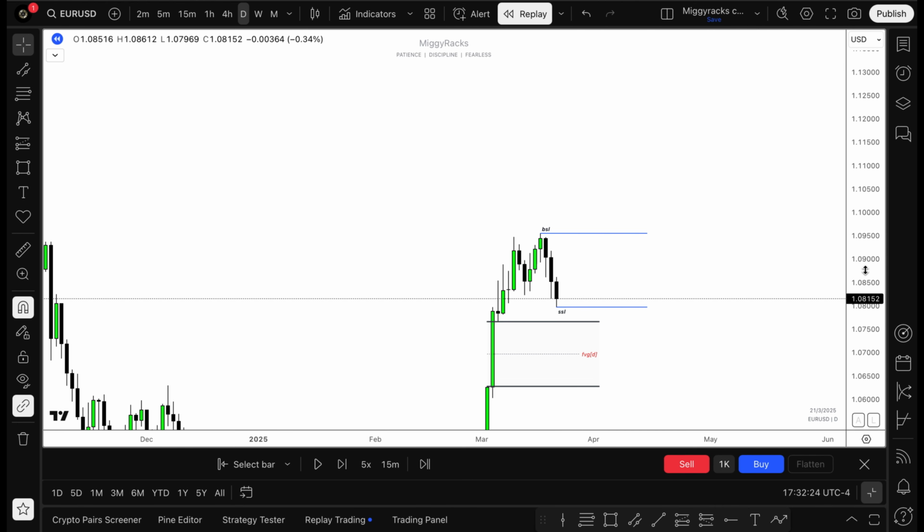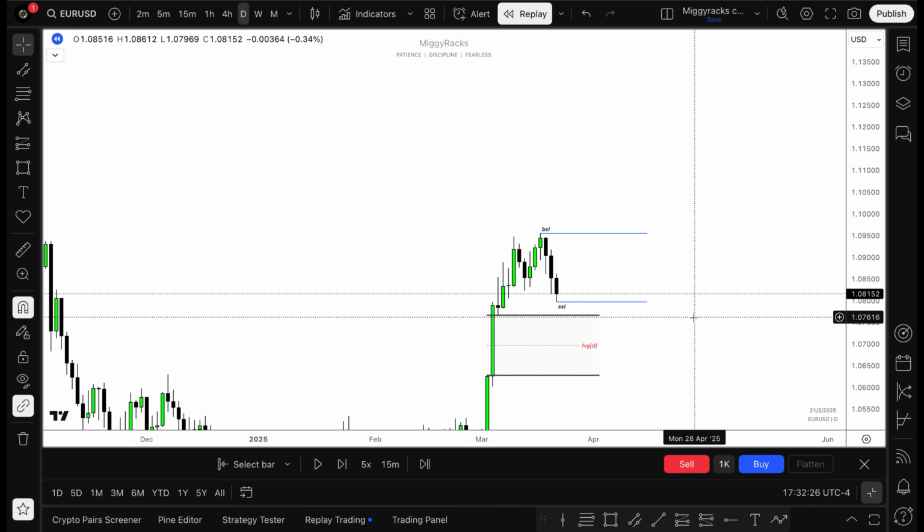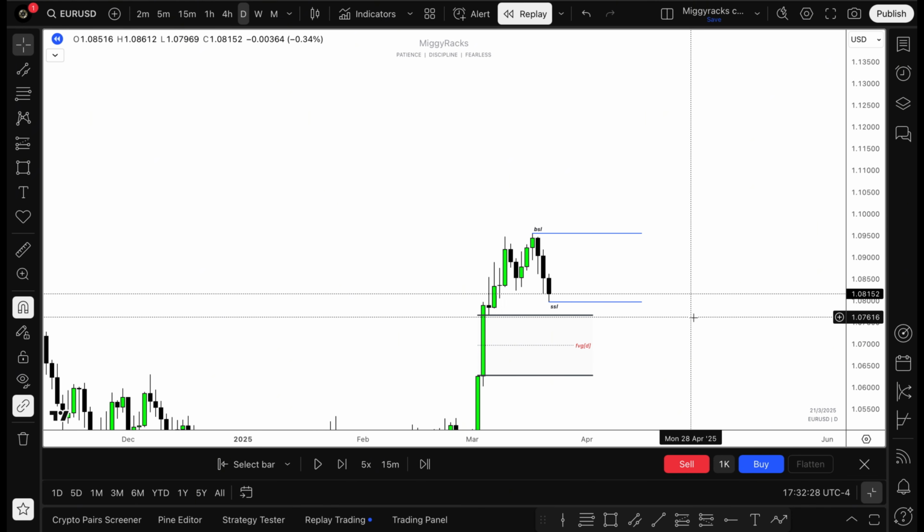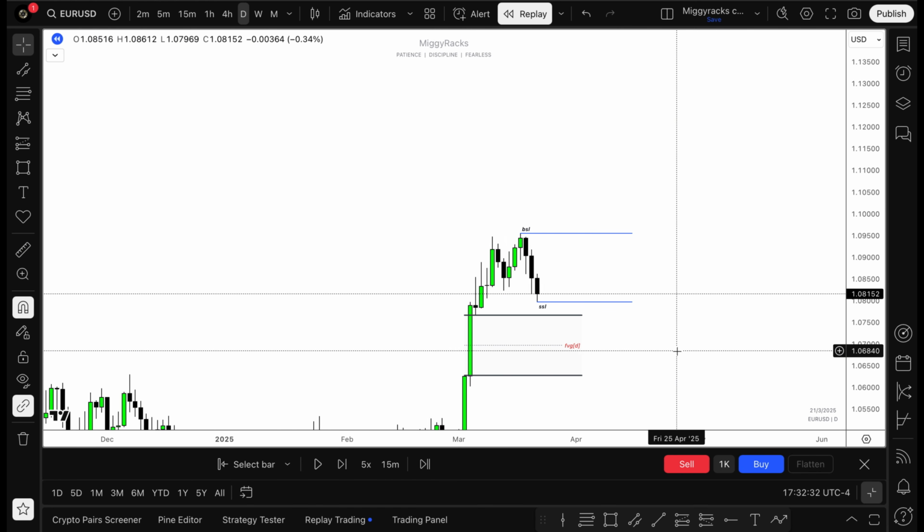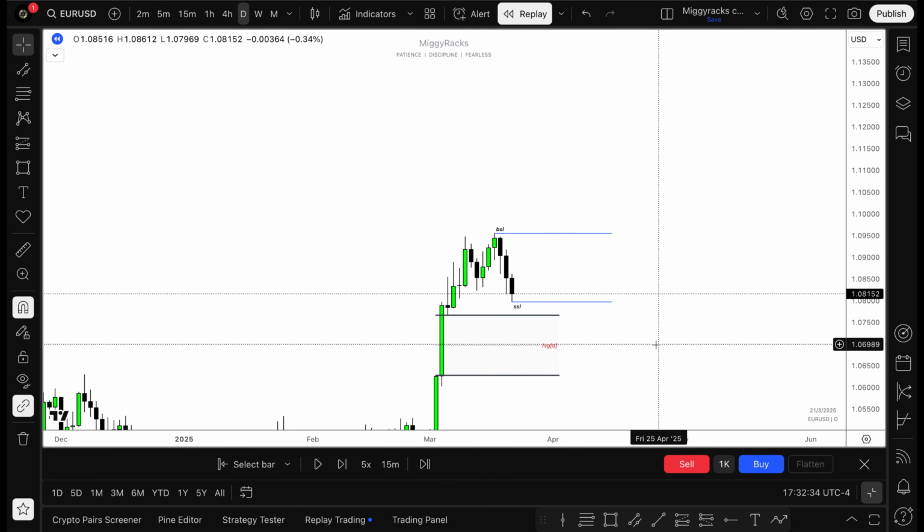What I'm going to talk about next are important levels of liquidity in the markets. So there are three types of important levels I look at. That's the previous week's high and low, the previous day's highs and lows, and the previous session's highs and lows.